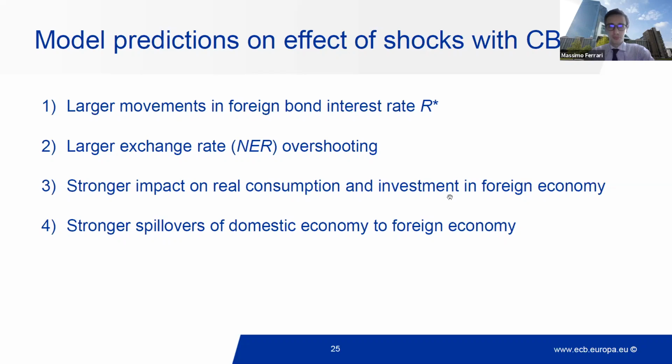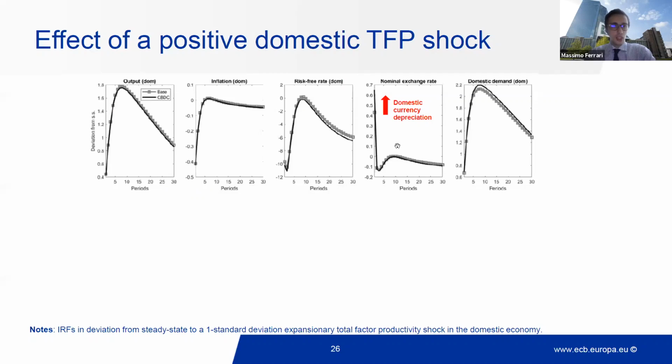There is an easy way in which this can be tested. It is through impulse response functions. Here we contrast the black and the gray line, where the black line is the model with the CBDC, and the gray line is the model without the CBDC. The first panel that I show here shows the reaction of domestic variables.